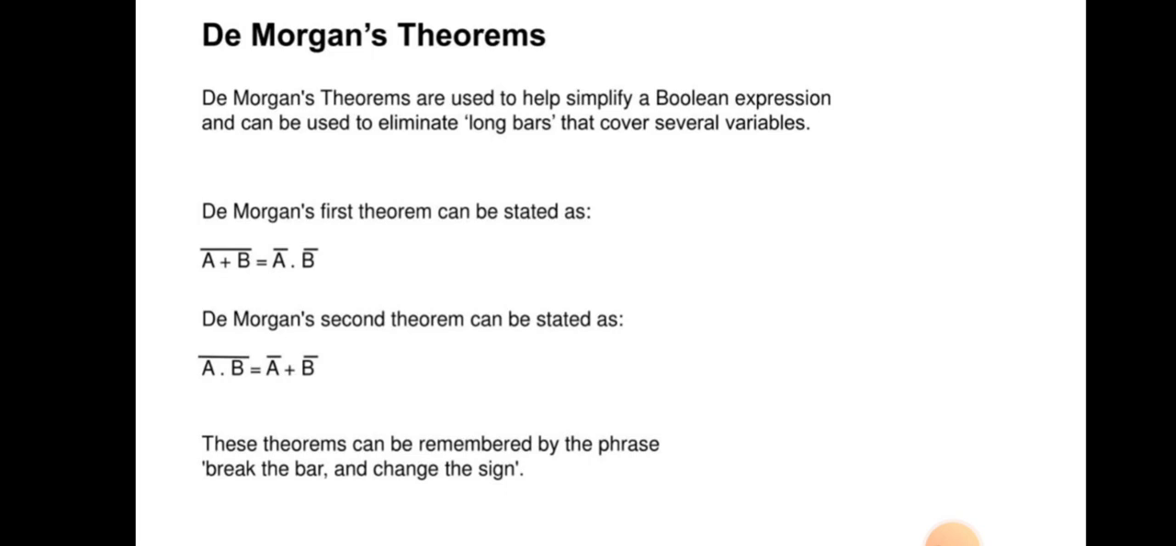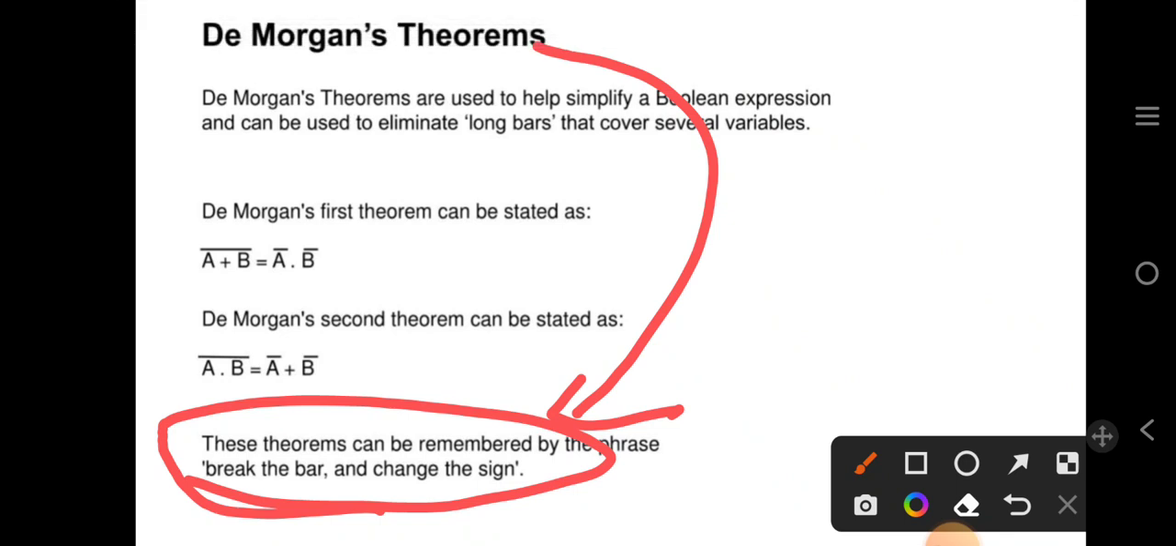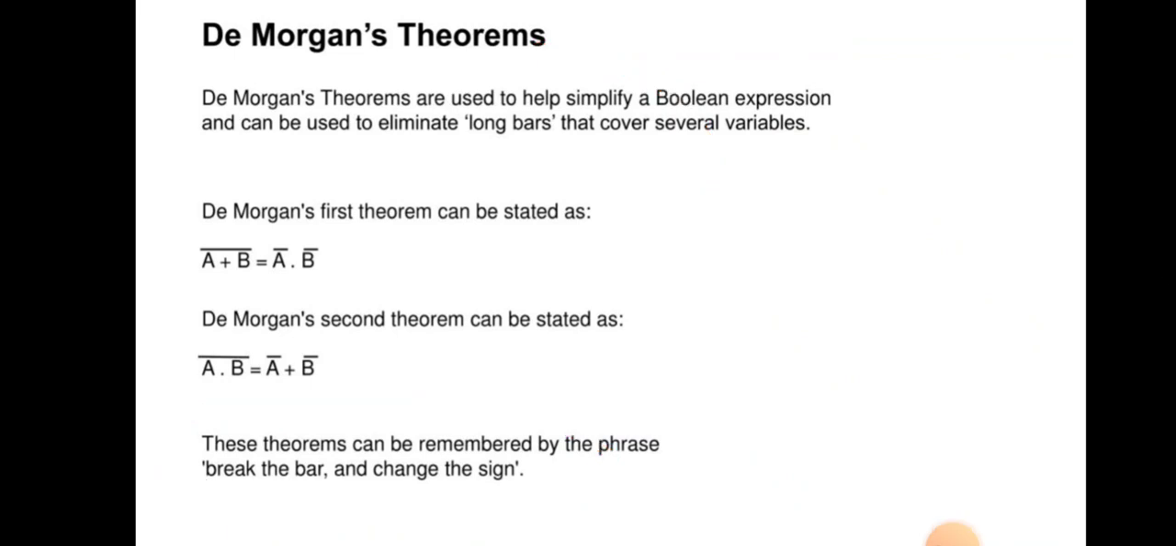And opposite to that, the second law states that (A dot B) whole bar is equal to A bar plus B bar. Here also we have split the bar and we have just interchanged the dot symbol with the plus symbol, that is the AND gate by the OR gate. These theorems can be remembered by the phrase: break the bar and change the sign. So this is a very important tip for you. What is De Morgan's theorem? Just remember this quote: break the bar and change the sign. Okay, so this is De Morgan's theorem.